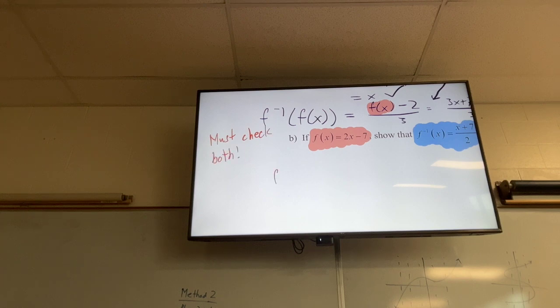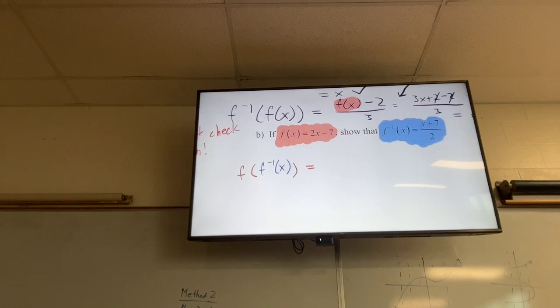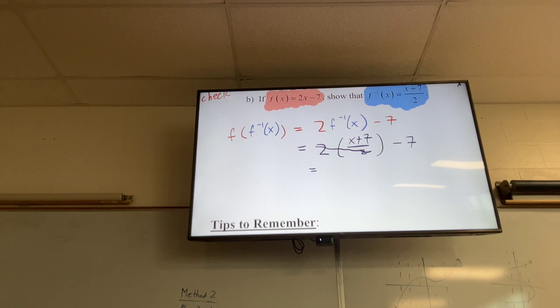Okay, so first I'm going to do f of f inverse of x. So that equals 2 times f inverse of x minus 7. It's going to be 2 times x plus 7 all over 2, minus 7. So it's going to cancel. You get x plus 7 minus 7, those cancel, you get x. So that works.